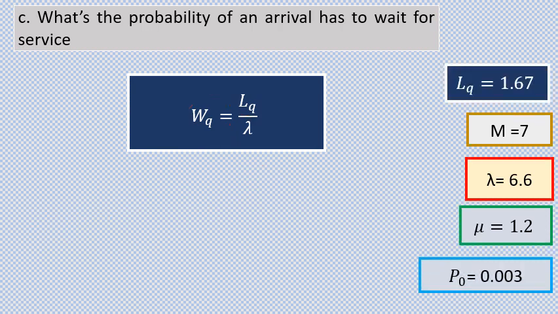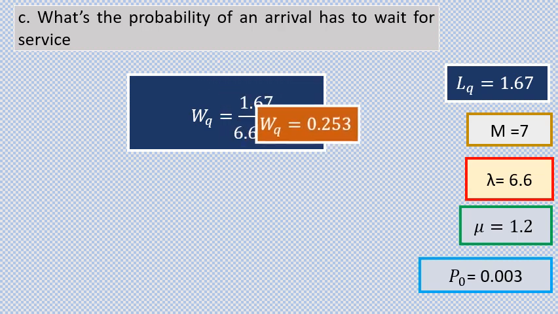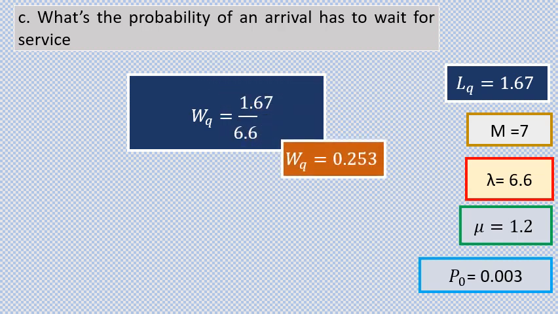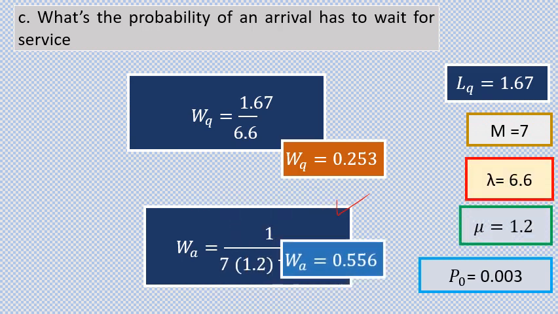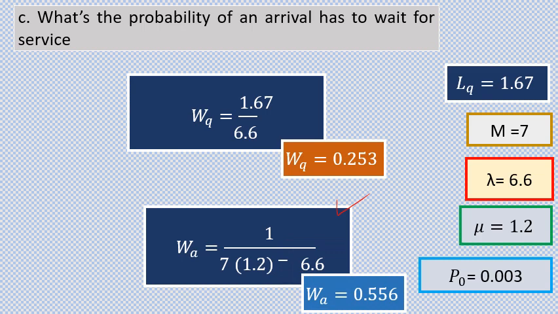So now let's calculate WQ. We have LQ and we know what lambda is, 6.6, and we get 0.253 as our WQ, and we do the same thing for WA. We have the equation, should be in your formula sheet, and we just plug in the numbers. And we get 0.556 WA.